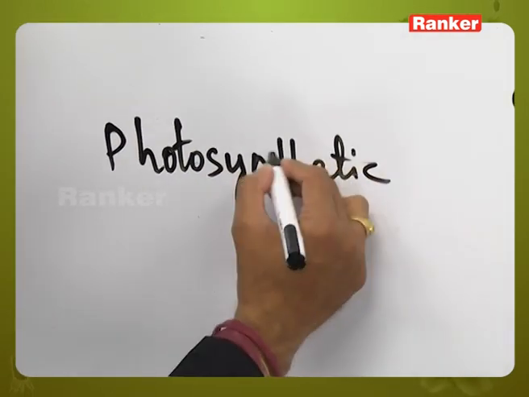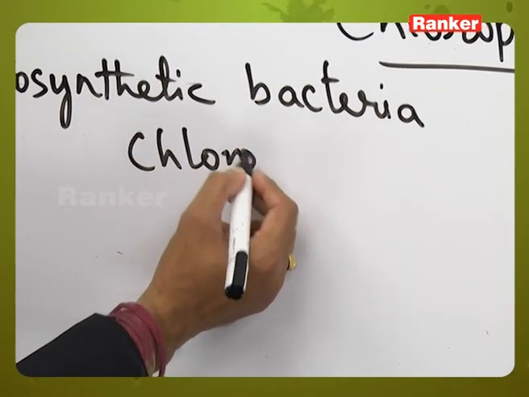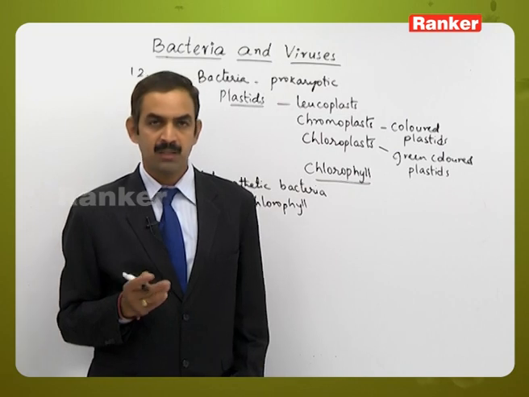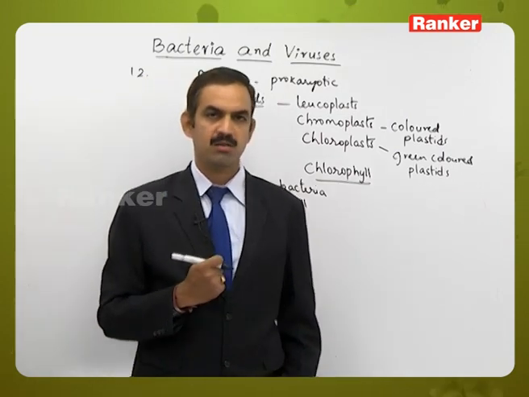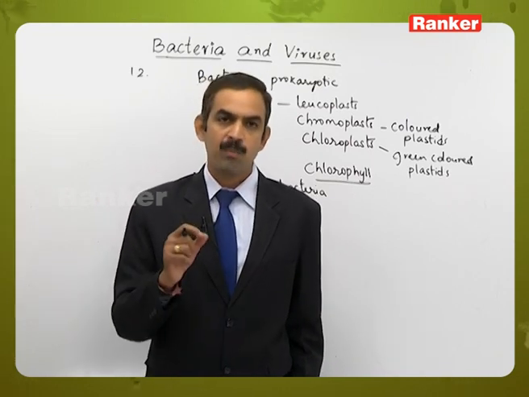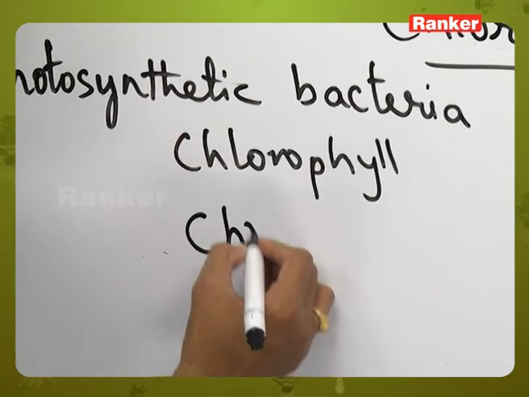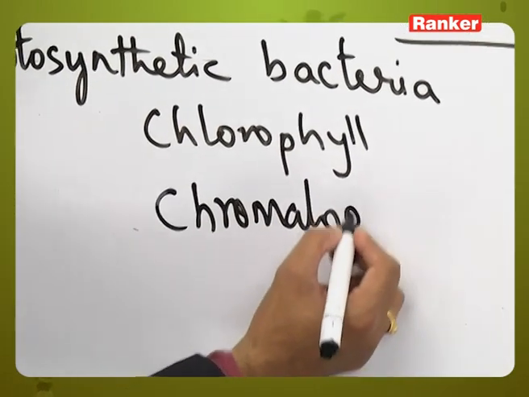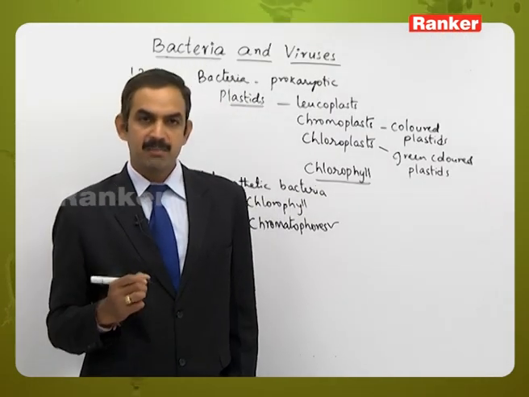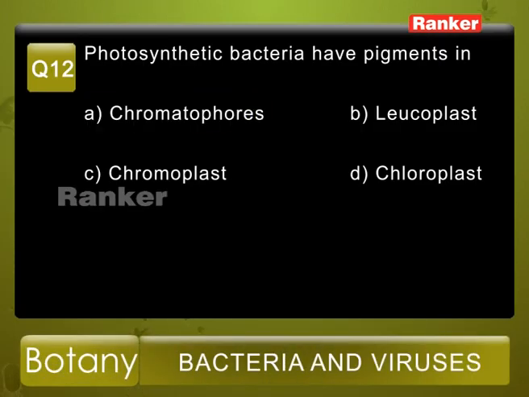photosynthetic bacteria are present, that means they contain the chlorophyll molecule. Of course here they do not have the normal chlorophyll as in eukaryotic organisms, but they have a special type of chlorophylls called bacterial chlorophylls. These bacterial chlorophylls are present in chloroplast-like structures, but exactly they are not the chloroplasts. Those structures are called chromatophores. Chromatophores are the structures in which the photosynthetic pigments are present. So from the given options, option A is the correct answer.